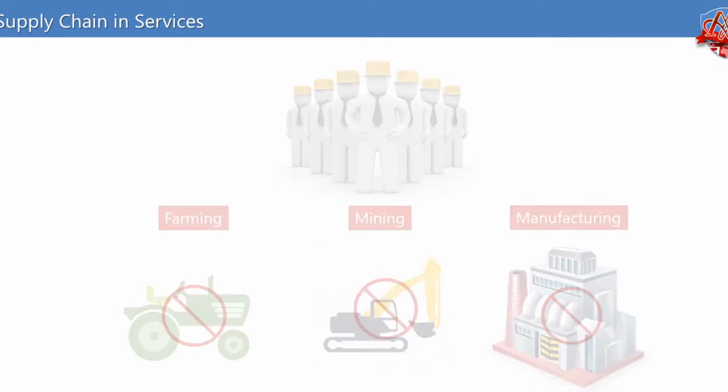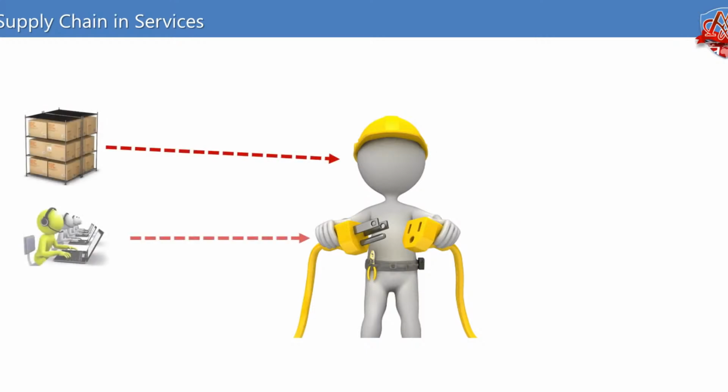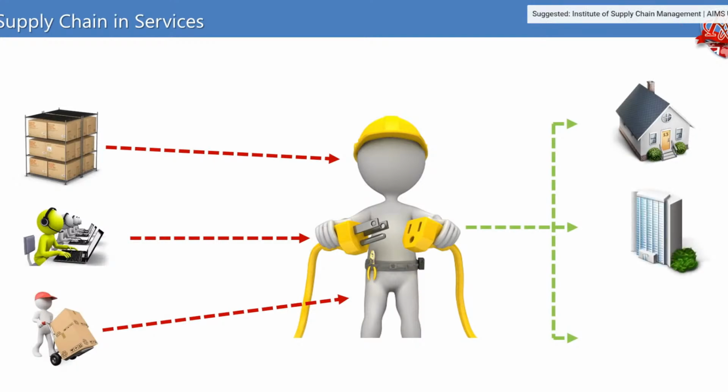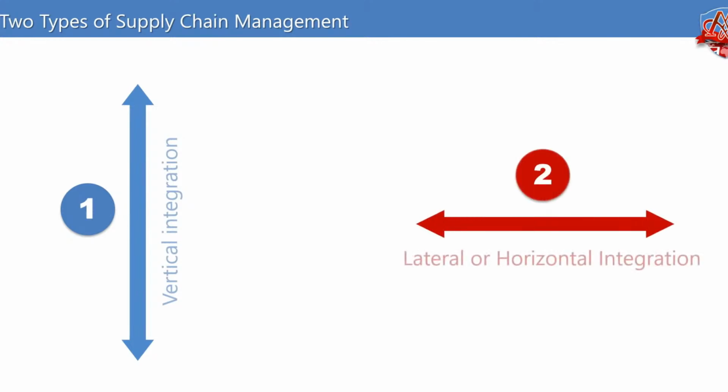The below exhibit illustrates the supply chain of an electric utility. It receives products, services, and supplies, and dispenses its services to home customers, commercial customers, and to other utilities. Firms generally pursue one of two types of supply chain management: vertical integration and lateral or horizontal integration.